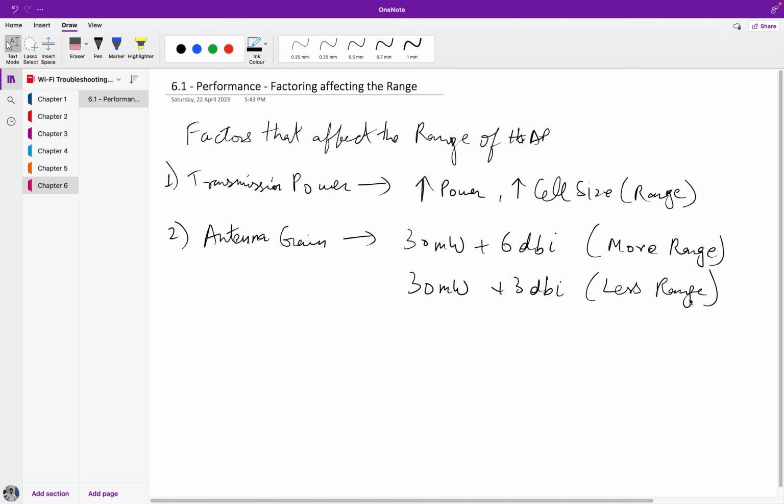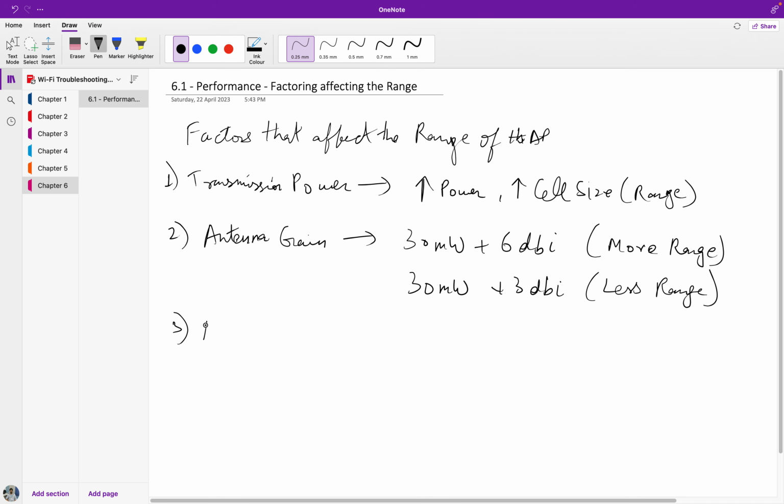In fact, if we are willing to increase the range for the clients, the best solution is to increase the antenna gain of the access point, right? A lot of people don't know this, but try to rely more on antenna gain than transmission power, because if you have the transmission power set too high, it can have a lot of implications also, as we've discussed throughout the course, right?